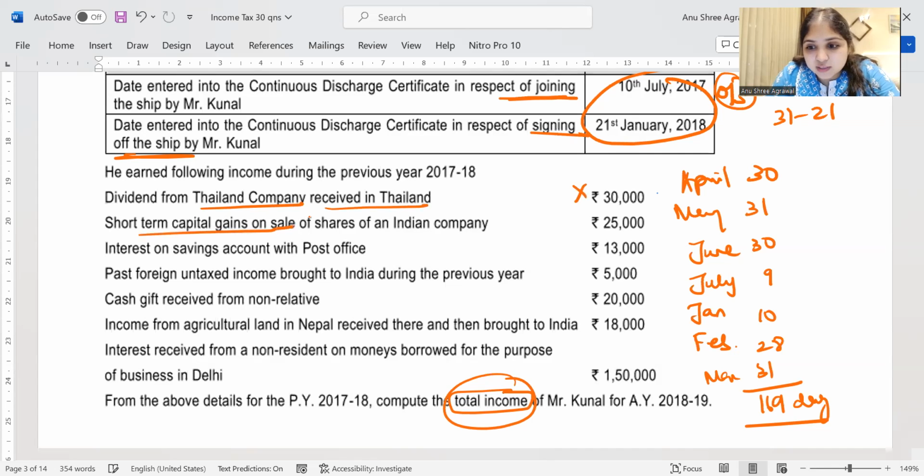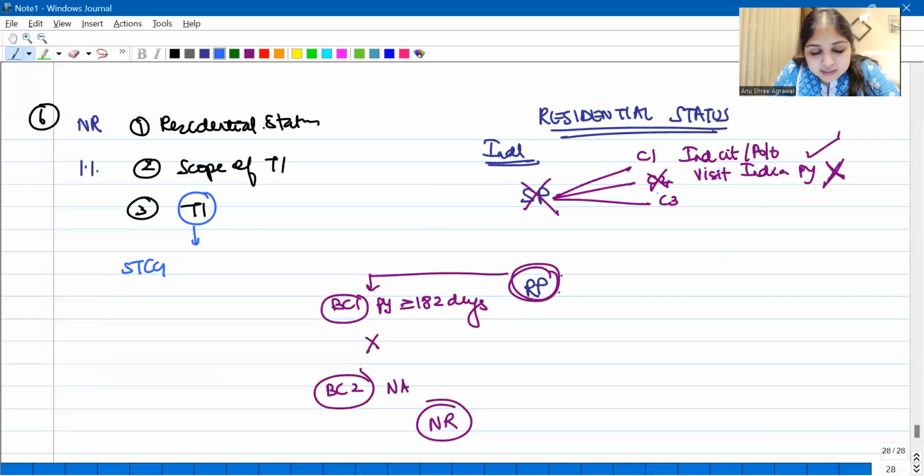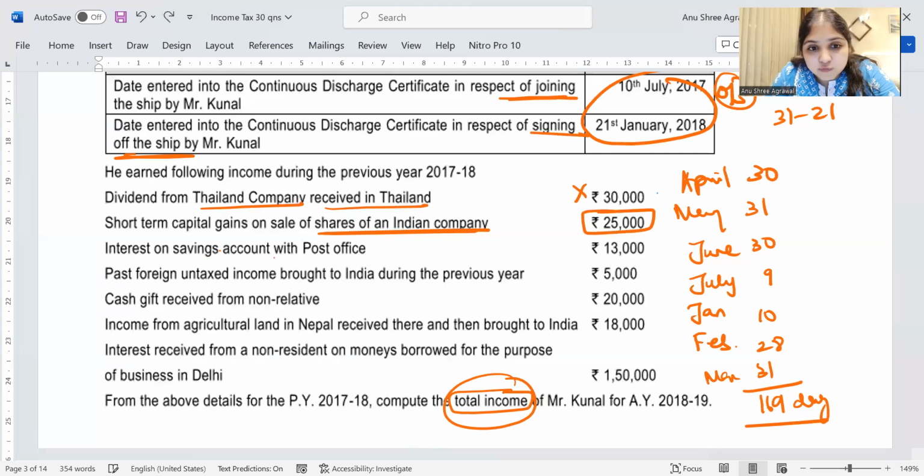Then STCG on sale of shares of an Indian company. Shares of an Indian company, you transferred an Indian asset. Because you transferred an Indian asset, you can say the source is in India. So can you consider this 25,000? Yes, we have STCG of 25,000. Then interest on savings account with post office. Let us say Indian post office. Can you consider this? Yes. So interest on savings account with post office, 13,000.